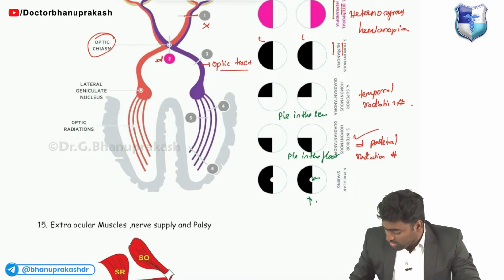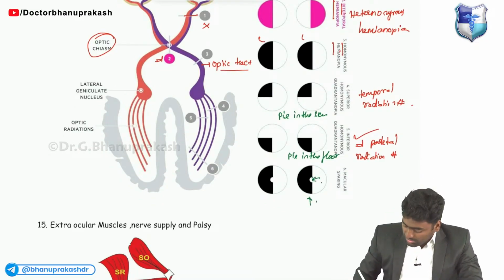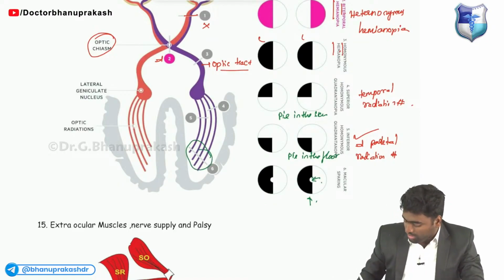This macula sparing homonymous hemianopia is due to a lesion at the level of the occipital cortex.